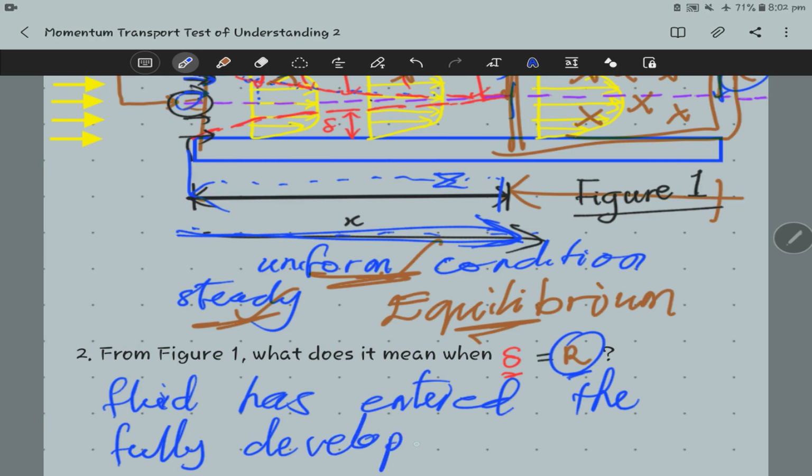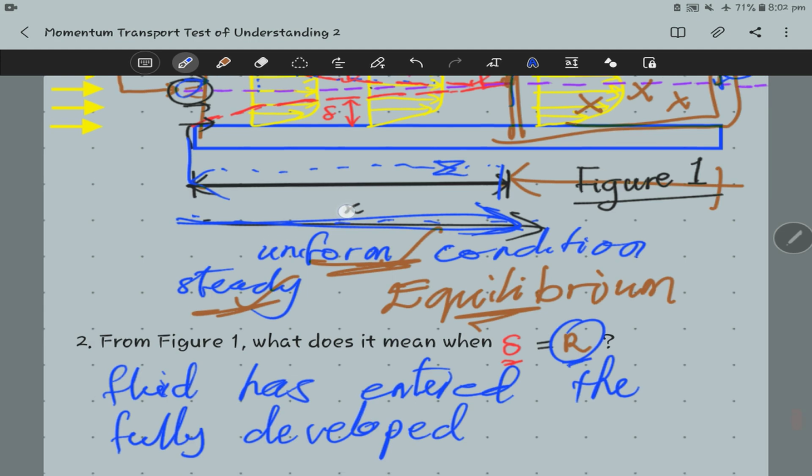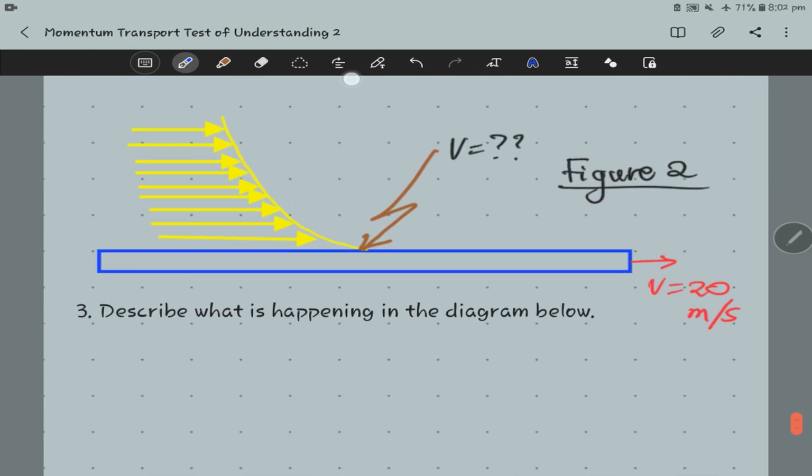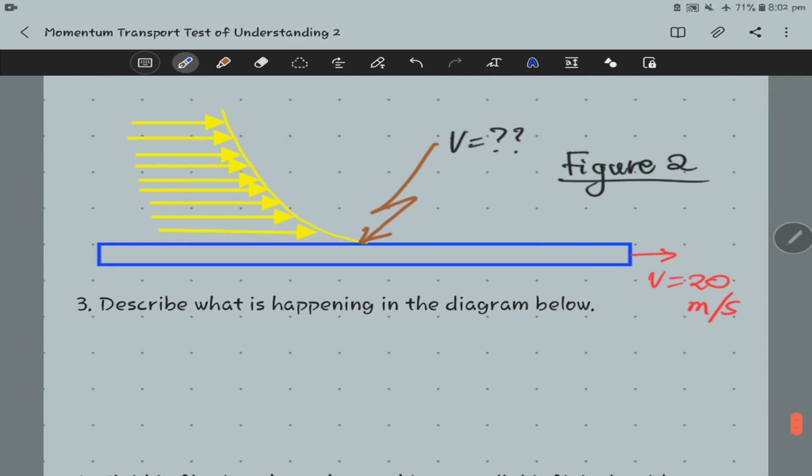And when it enters the fully developed region, what it means is that the system is in an equilibrium condition, right? The fluid is in equilibrium condition. That's what it means. All right. So here we have another question. It says, describe what is happening in the diagram, right?